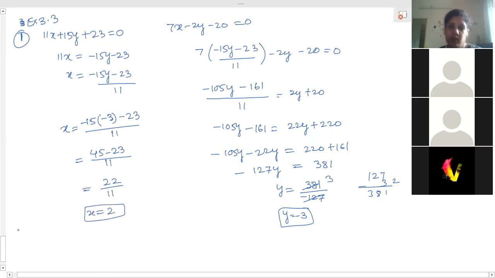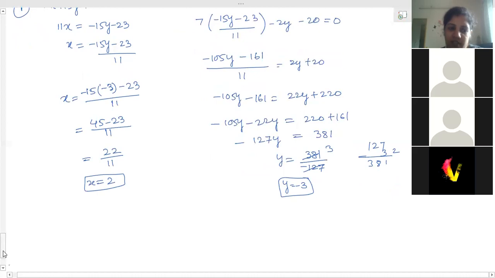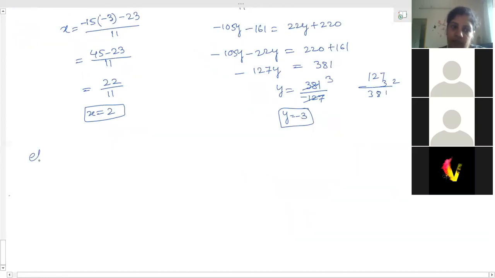Clear? But now this becomes very complicated. Now I will show you the simple method, that is the elimination method. The second method is elimination method. The same question I will show you how to solve by elimination method. Now first write always equation in the form of ax plus by is equal to c. The constant term we have to take on right hand side.